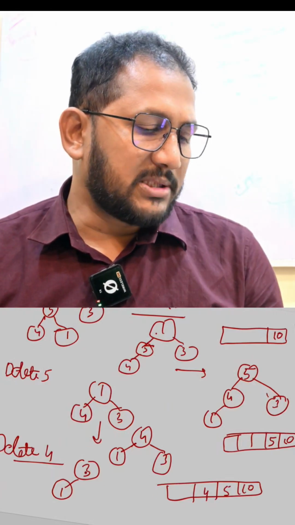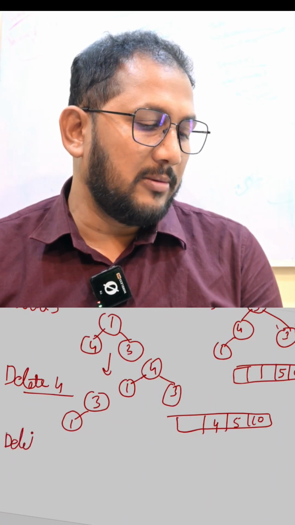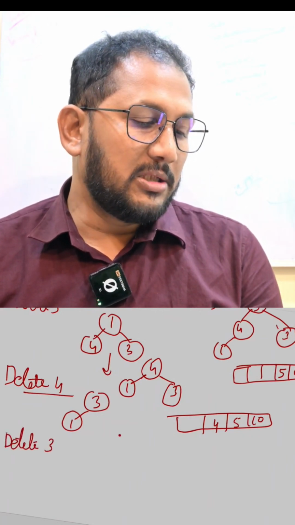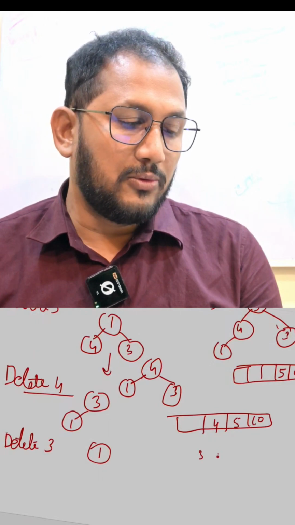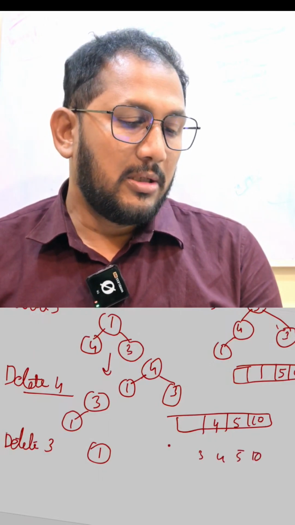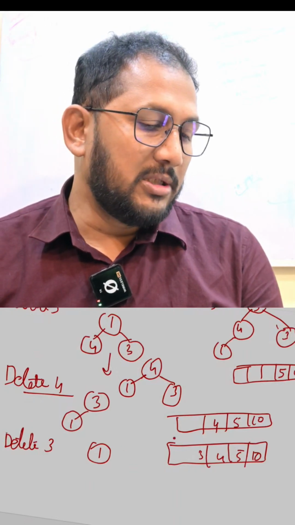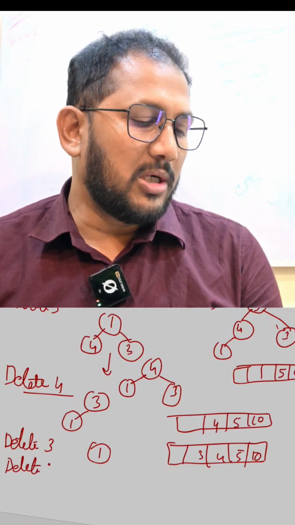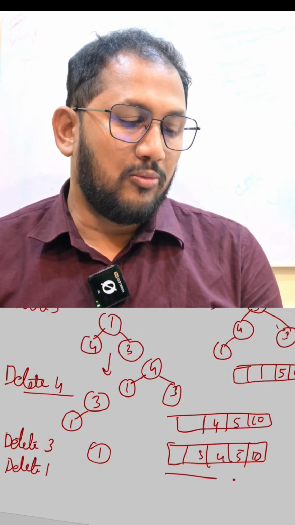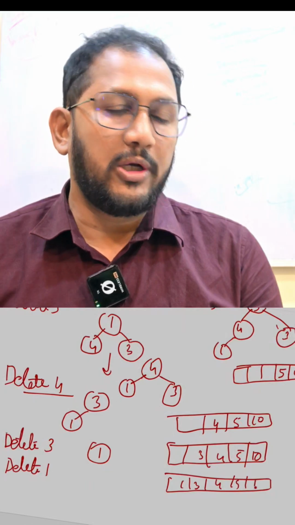Now this is already in max heap. 3 and 1, so delete 3 again. Delete 3, the 1 is the last node. Now this is 3, 4, 5 and 10. All elements are deleted. Now finally there is one single element, so delete. This is delete 1. So 1, 3, 4, 5, 10 is sorted.